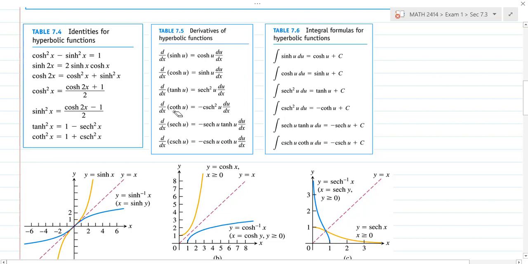The derivative of hyperbolic cotangent is equal to negative hyperbolic cosecant squared. That's the same as it is in regular trig functions, because the derivative of cotangent is negative cosecant squared. So some of these are the same, some are different for the derivatives from what we learned for the basic trig functions. Same thing with the integrals. Some are the same, some are different.